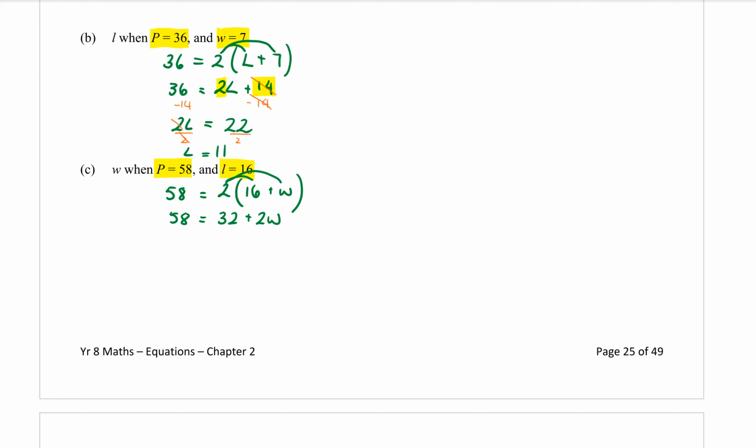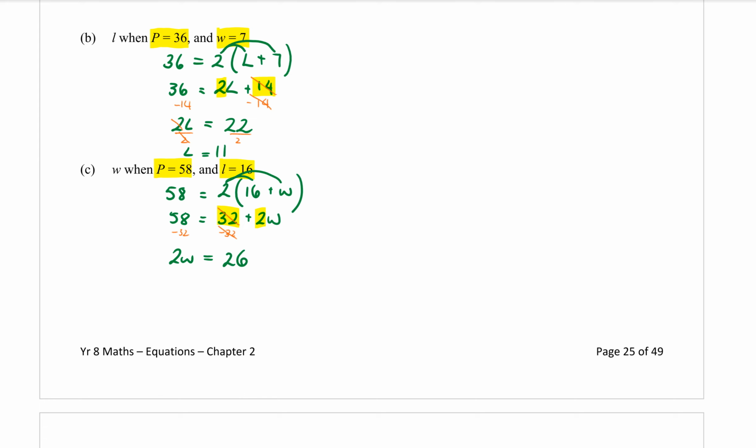Okay, I need to get rid of the 32 and that 2. All right, who am I going to say? Who hasn't told me yet? Layla. What should I do first? Subtract the 32. Yes, subtract 32. Get rid of that. I'm going to switch sides. So 2W comes to the left, and 58 take away 32 is 26.